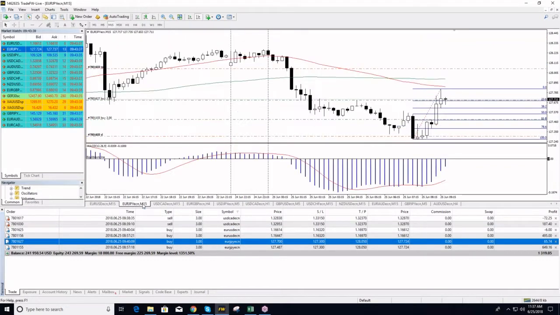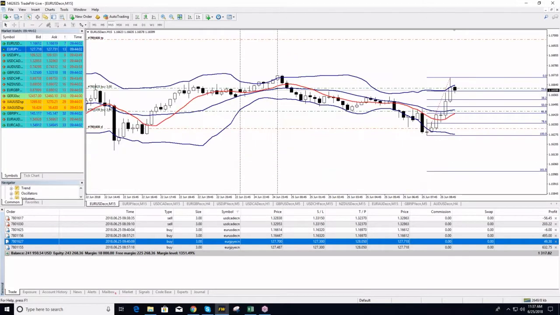And for euro yen, again, we have moved our stop loss higher from 127.20, we have moved it for both trades to 127.30. Our target for both trades is, of course, 128.05.